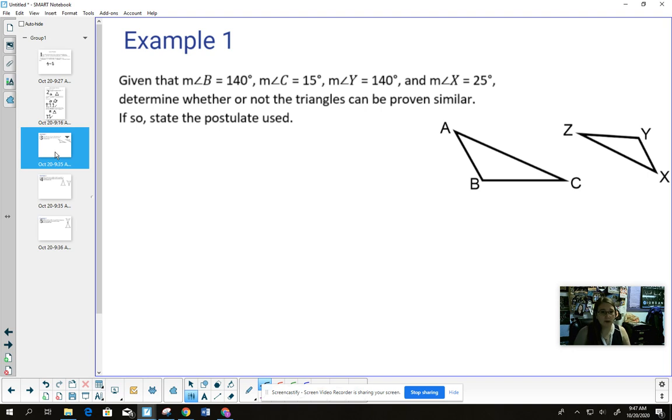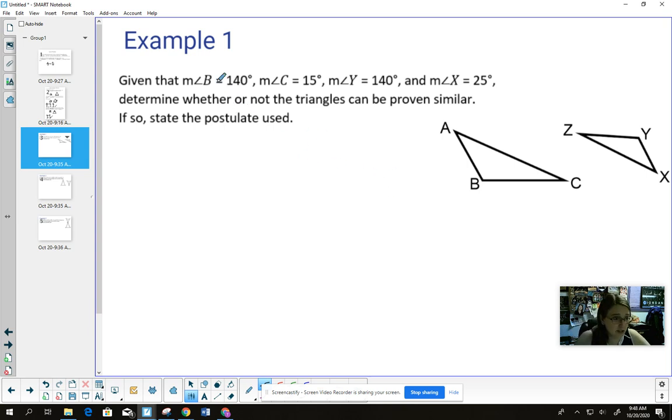So we have some given information here. Go ahead and pause the video whenever you need to copy down the info. What I recommend you do is copy the pictures and then label these angles in your pictures as well. So we want to determine again whether or not the triangles can be proven similar. Take a moment to copy.